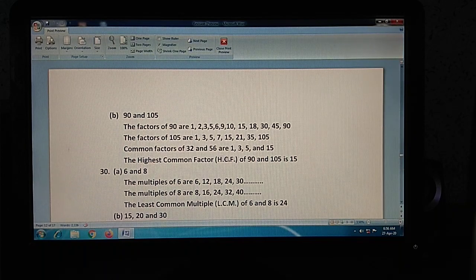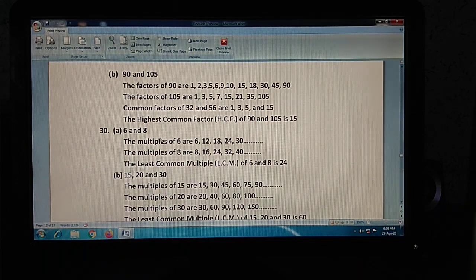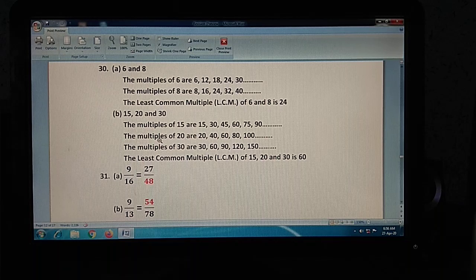Similarly, in 90 and 105, we can do. Now next is question number 30, LCM. LCM full form is least common multiple. So, first of all, let us find the multiples. These are some of the multiples. I have given dots here because there are infinite number of multiples. You cannot say till 30 only, this is the multiple of 6. It can be more. It can be 36, even more than that. There are a lot of multiples, so I have given dots.